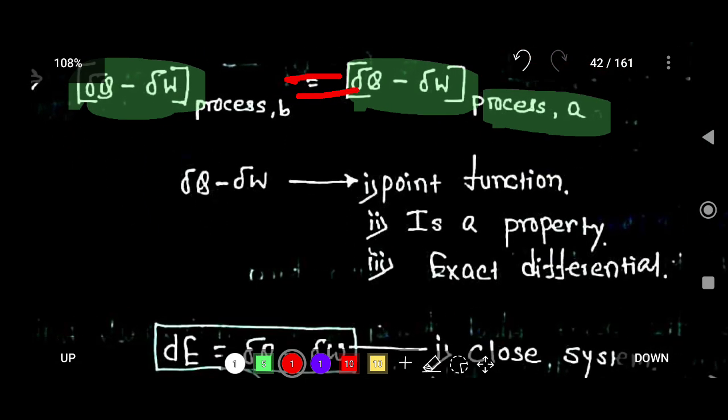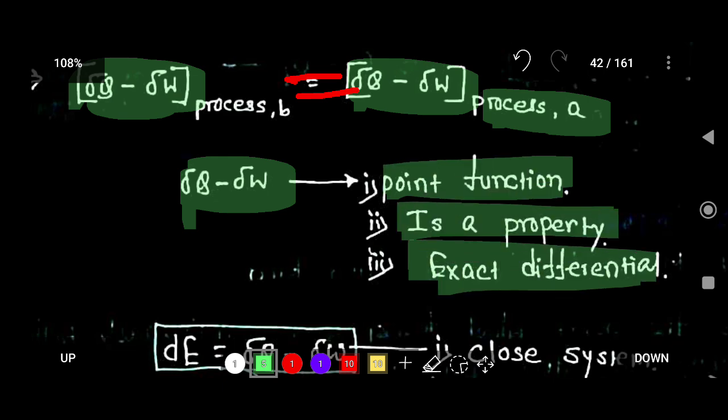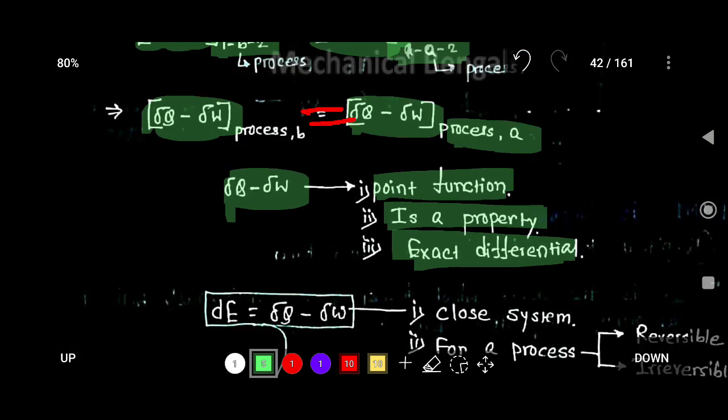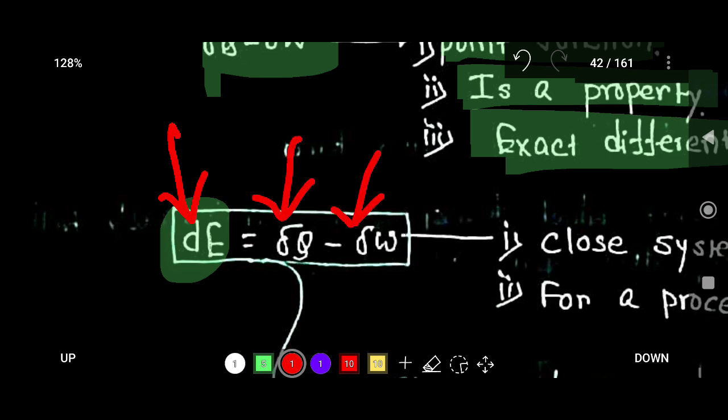So from here you can conclude that del q minus del w is a point function, and it is a property, and it is an exact differential. Exact differential means the cyclic integral is equal to 0. Now if it is a closed system, then this difference del q minus del w is basically dE. The d is there because it is a property, while here it is del because this is not a property, it is a path function, so that is why it is del q minus del w.